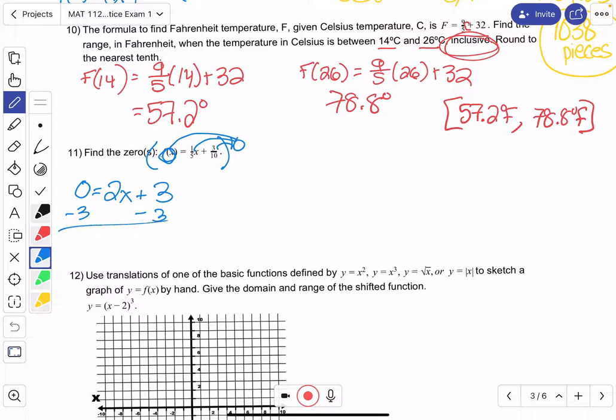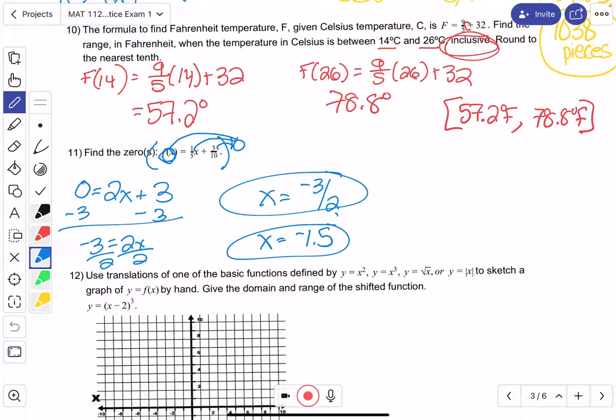So now I'm going to subtract 3 from both sides. Divide both sides by 2. And I get x equals -3 over 2. If you turned it into a decimal, it'd be -1.5. Either of those is fine. It doesn't matter.